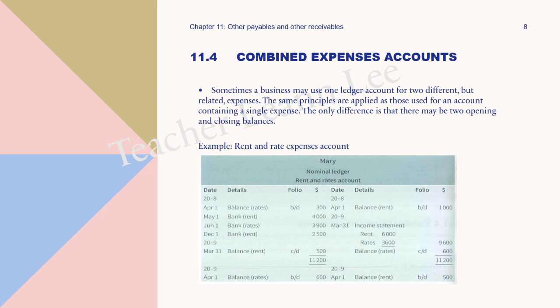Combined expenses account. What does that mean? It means that sometimes they don't want to prepare two T accounts, so they make it two expenses in one. It cannot be one expense and one income. It must be two expenses that are also related and similar.